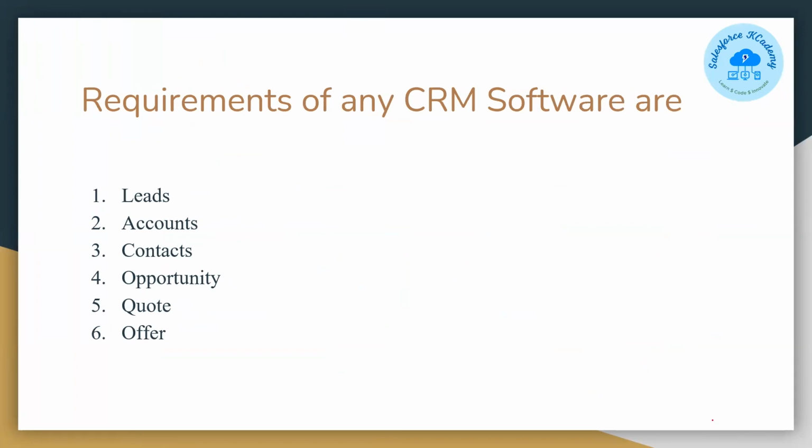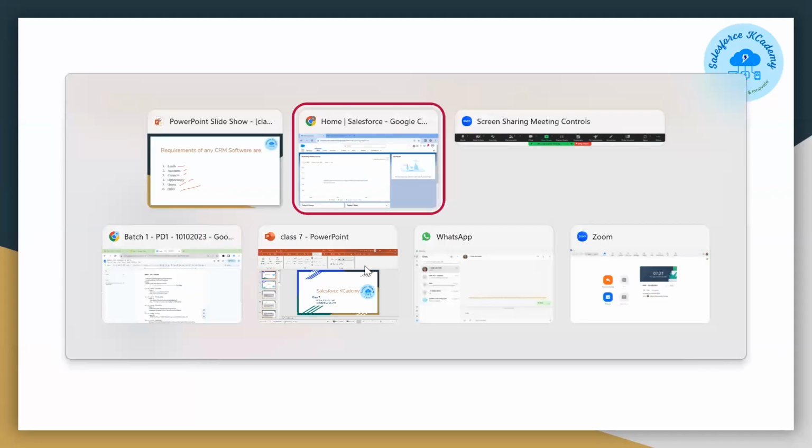Now, for any CRM software, as we have seen, these are the basic requirements. I'm not saying these are the complete requirements. These are the basic things that we need to have in any CRM: leads, accounts, contacts, opportunity, quote, and offer. Okay. Now, let us go to Salesforce.